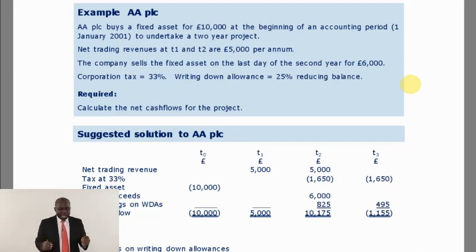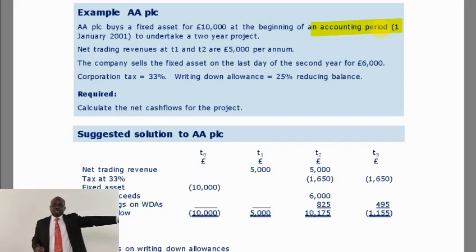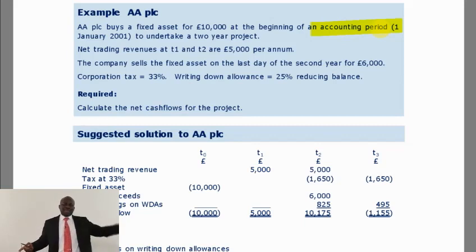Okay, so we are doing the project at the beginning of an accounting period, 1st January, meaning that the account will be prepared at 31st December. So it will take me 1 year from the time the asset was bought to the time the account will be prepared. Therefore, capital allowance will go to that particular account in a year's time. So we have to start claiming from year 1.